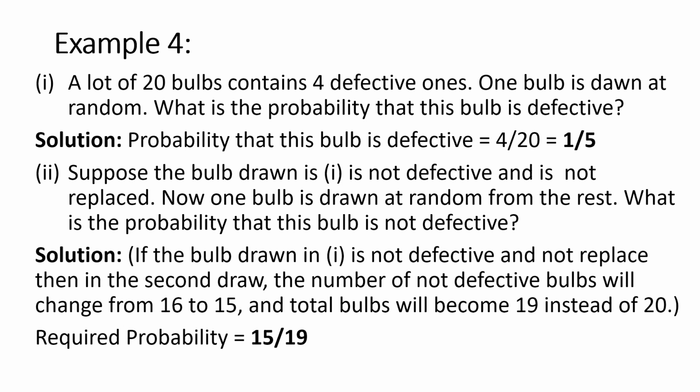So it is not defective, we are taking it out. So first of all, the total number of bulbs will become 19 instead of 20. And since the bulb drawn in the first case is not defective, all the defective bulbs are as it is. The non-defective bulbs have changed from 16 to 15. So now your required probability that when you draw the bulb in the second case and the bulb is not defective will be 15 upon 19.